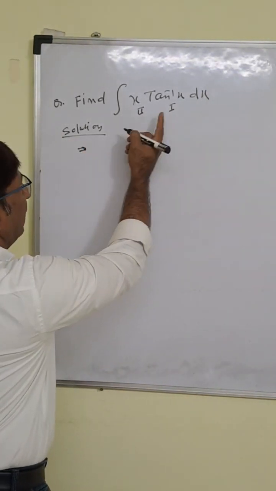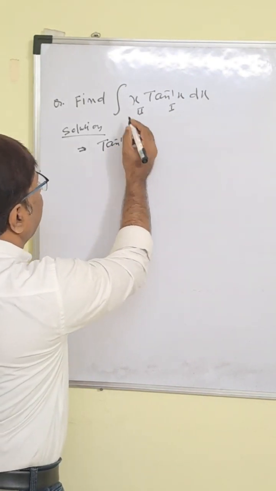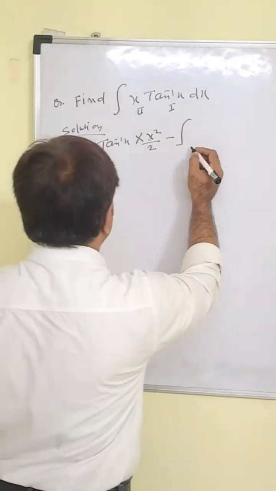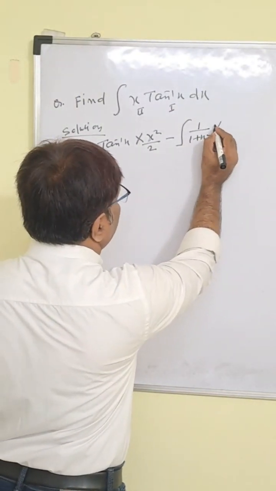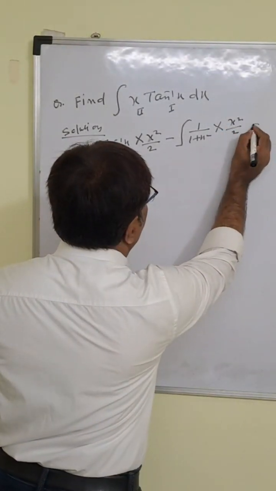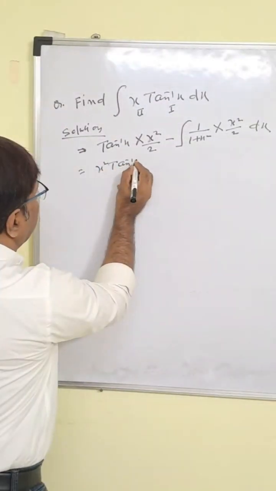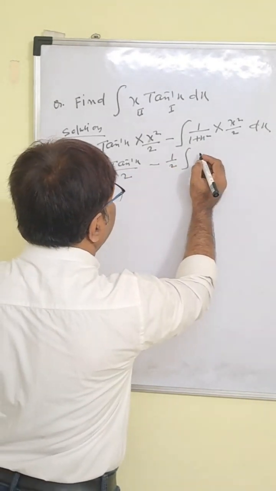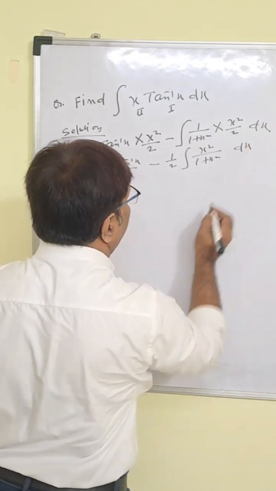So the rule is: left the first function, that is tan inverse x, integration of second, so integration of x is x square by 2, minus integration of derivative of first function. So the derivative of tan inverse x is 1 upon 1 plus x square, into integration of second, x square by 2, dx. So we can write x square tan inverse x divided by 2 minus 1 by 2 integration of x square upon 1 plus x square dx.